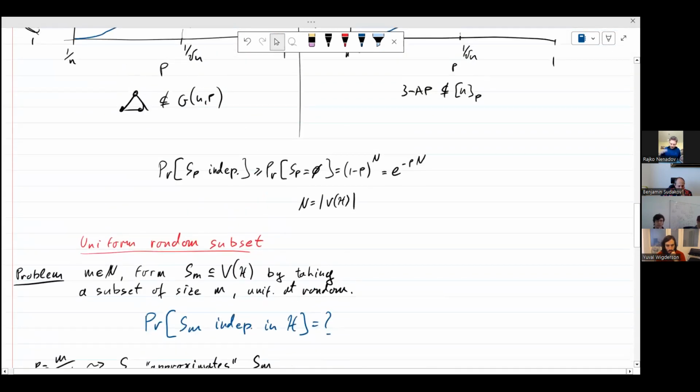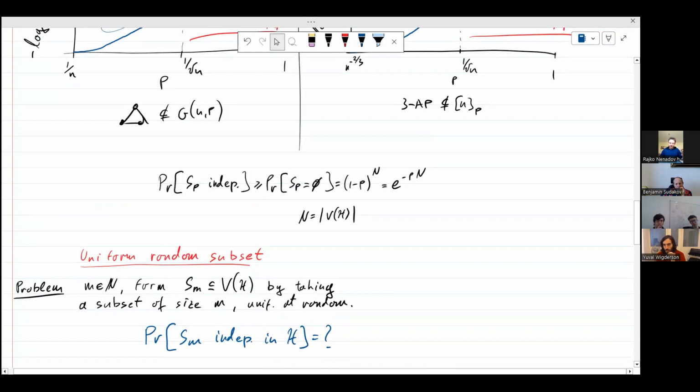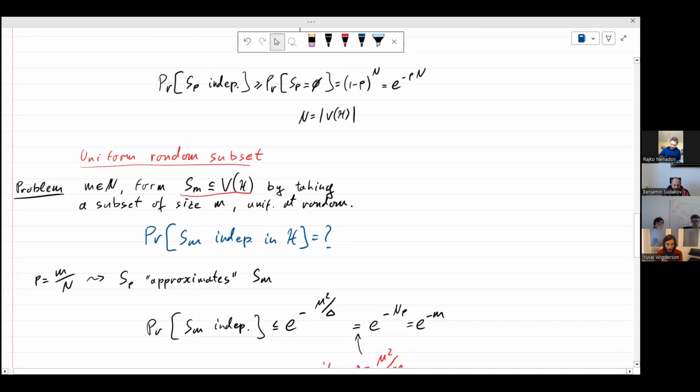So now let's change the question a little bit. Instead of picking our random subset by taking every element independently with probability p, let's pick a subset of size m uniformly at random among all subsets. This is what we call a uniform random subset. And now we can ask again the same question: what's the probability that S_m, a subset of my vertex set of size m chosen uniformly at random, forms an independent set?